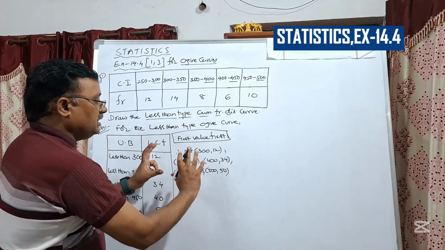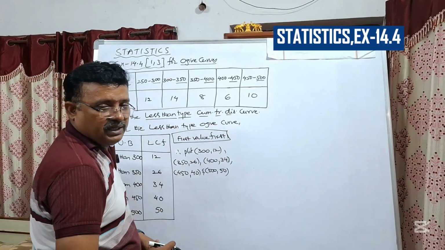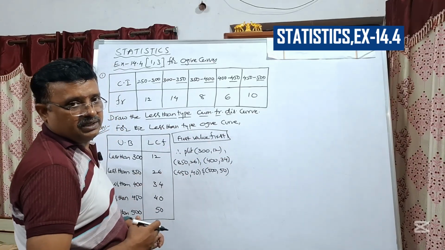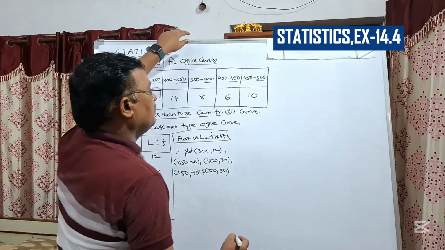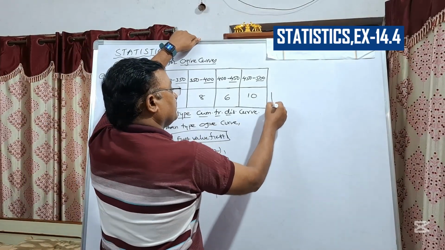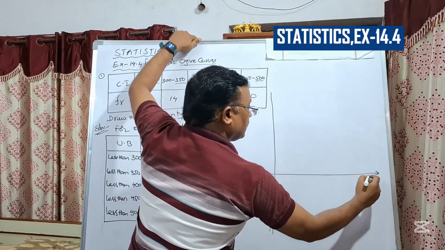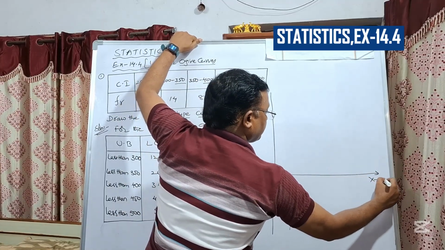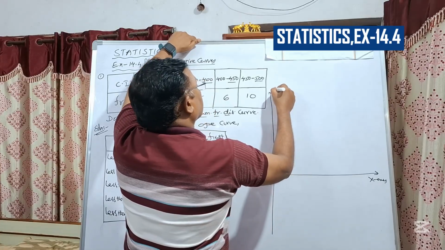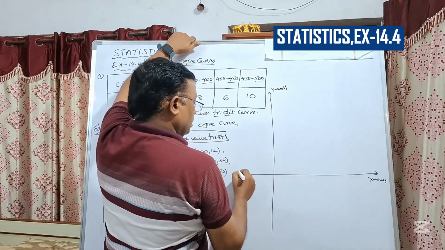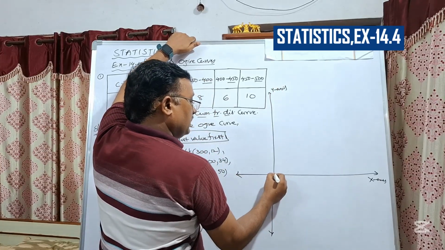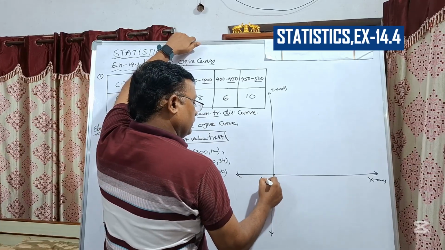So now these values have to be converted into graphical representation in the Cartesian system. For that we will take the x-axis and y-axis together. This one is the x-axis and this will become the y-axis. Okay? So now automatically this is the origin for them.